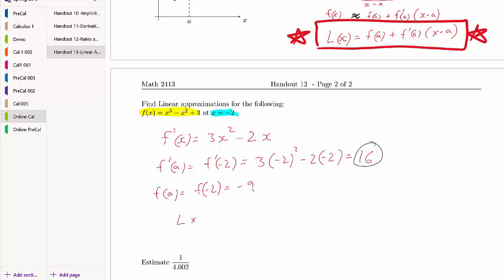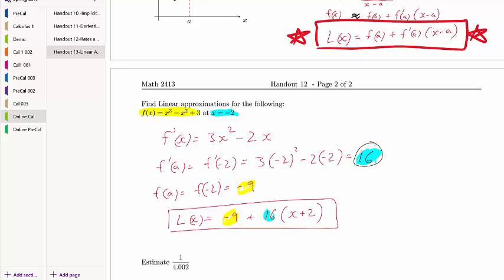Let's get our linear approximation going. Our linear approximation is simply, first we're going to look at our f of a, so that's negative 9, plus our f prime at a, which was 16, and then simply x minus a. A was negative 2, so it's going to make this an x plus 2, since minus a negative is a positive. And there we go, that's it. That's our linear approximation formula.